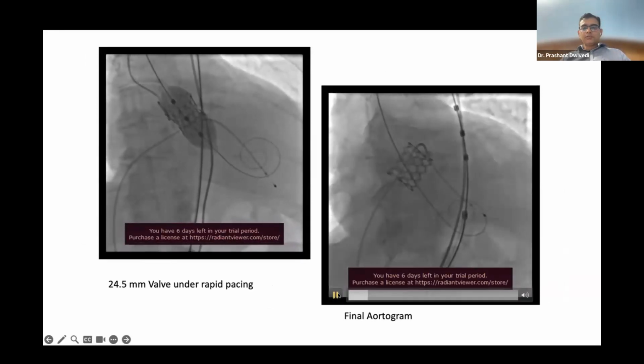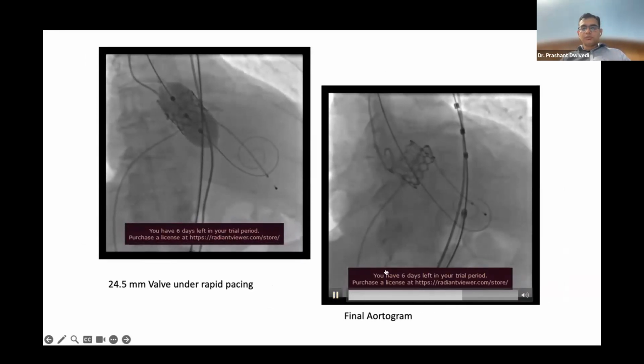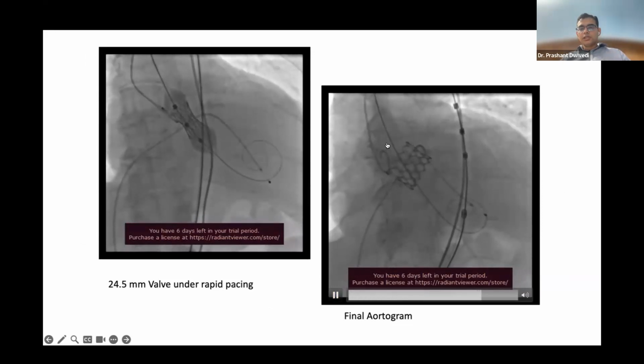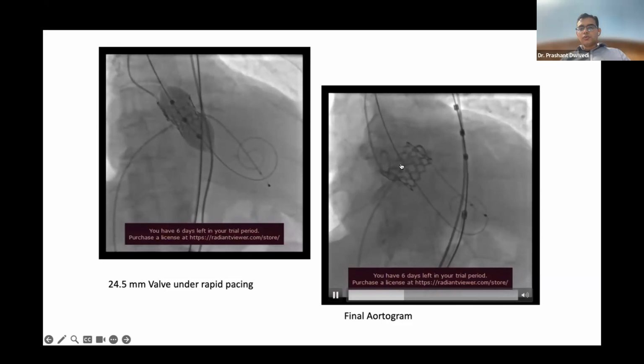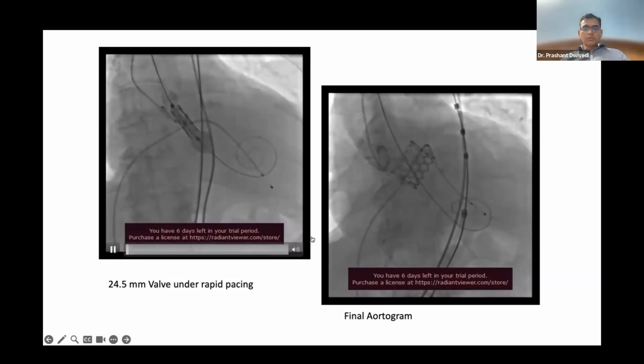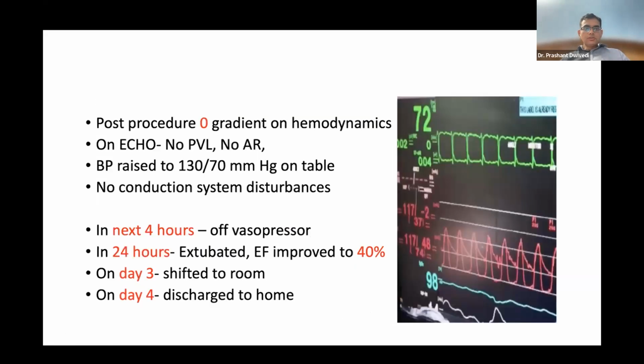And then this is the final aortogram. We can see there is valve deployment across the aortic annulus, and there's no paravalvular leak, and both coronaries are flowing. There is no dissection, and a good valve position. Post-procedure, the patient had almost zero gradient. On echo there was no PVL and no aortic regurgitation. Blood pressure rose to 130/70 on the table. There was no conduction system disturbance.